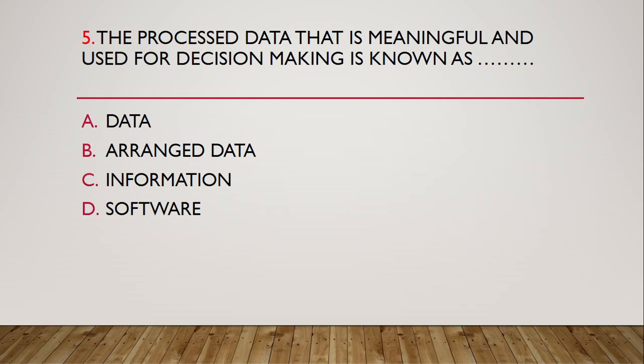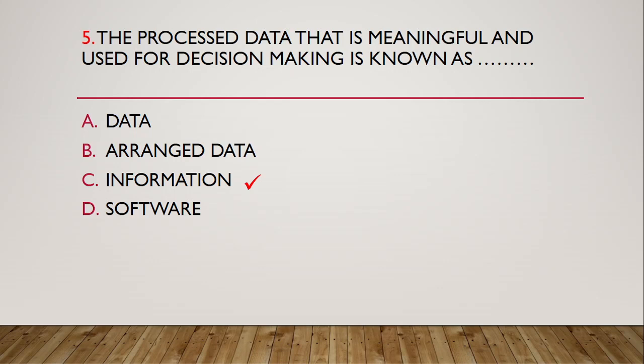Let's come to question number 5. The processed data that is meaningful and used for decision making is known as a dash. A. Data. B. Arrange the data. C. Information. D. Software. So our answer here is C.